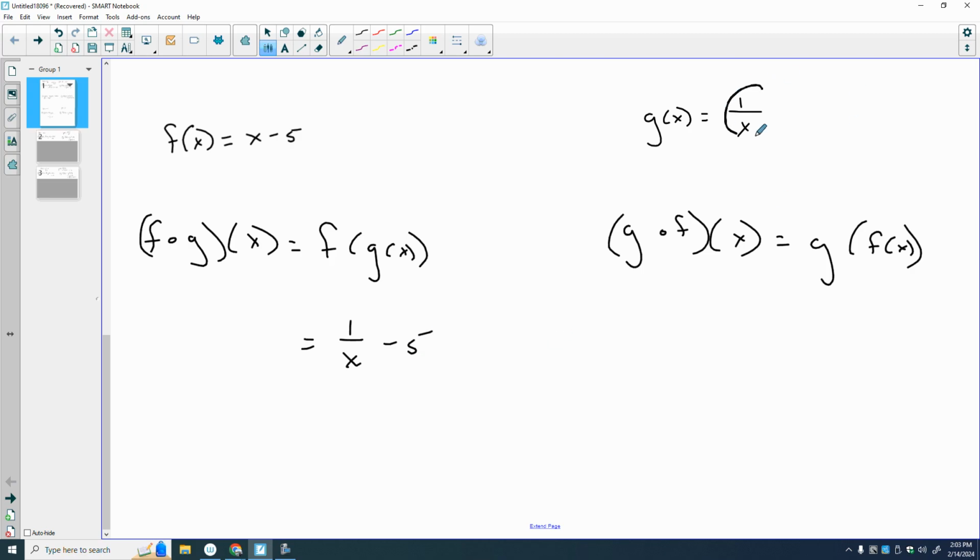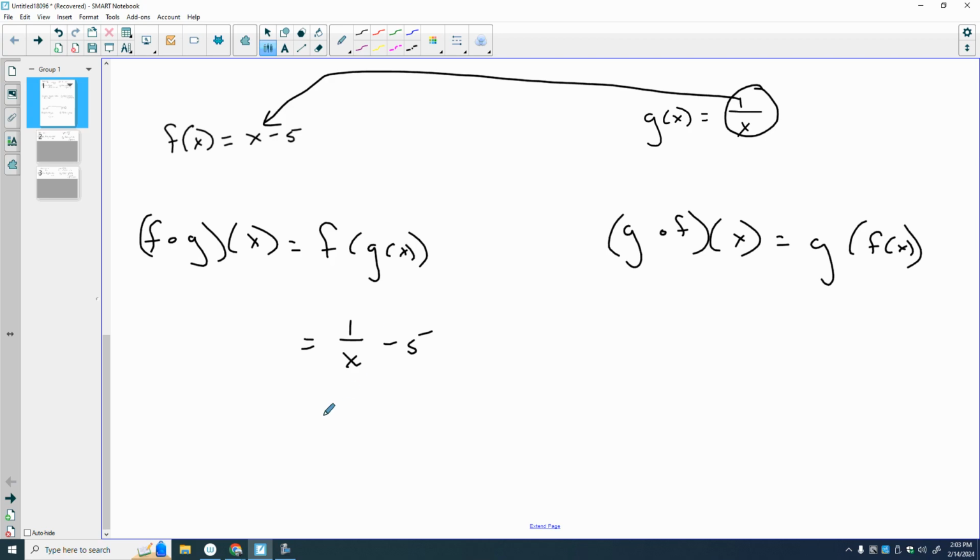Take this and substitute it in for x. Take g of x and put it into f of x. That's what function notation tells me to do. Take whatever's inside the parentheses, and that becomes my x value. So this happens to be an equation, so 1 over x goes into x.